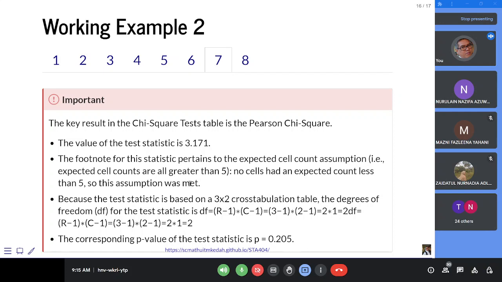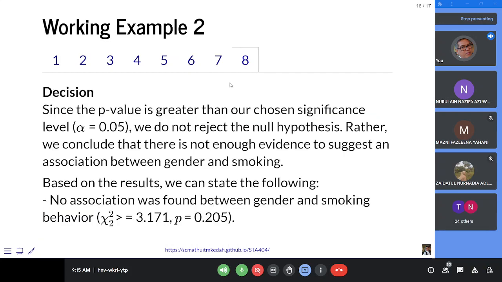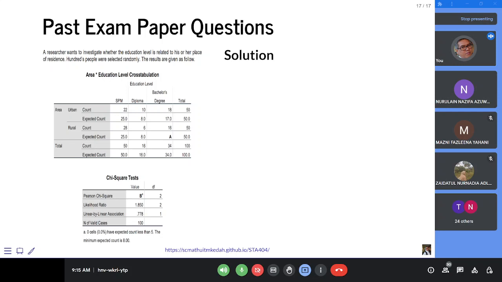Okay, so these are the key values or key information that you get from the output. And for your decision, you can say that since the p-value is greater than our chosen significance level alpha 0.05, we do not reject the null hypothesis. Rather, we conclude that there is not enough evidence to suggest an association between gender and smoking. So based on the result, we can state the following. No association was found between gender and smoking behavior, where the chi-square test value is given by 3.171 and the p-value is 0.205.